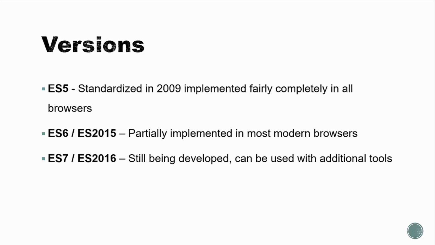So in order to use them, sometimes you'll have to use some additional tools such as Babel, which can take that ES6 code and compile it into ES5, so that it can run in different versions of different browsers. And then ES7 or ES 2016 is the most recent version, but it's still in the works. And again, you would need to implement other technologies to compile it down to either ES5 or even ES6.